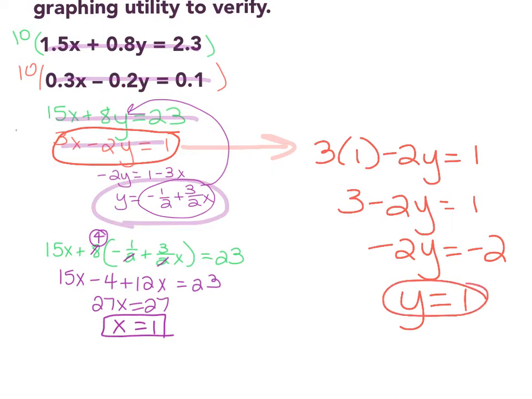So now I've got 1, 1 as my answer. If this was an answer that was either fraction or decimal, you want to follow suit with whatever the question was. So if the question gave it to you in decimal format, you want to answer in decimal format. If it gave it to you in fraction, you want to answer in fraction format.